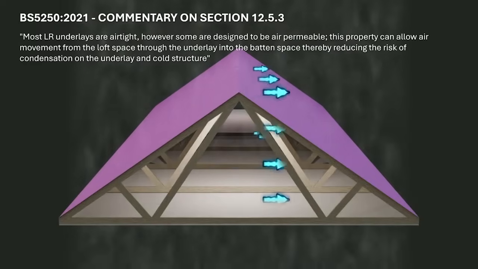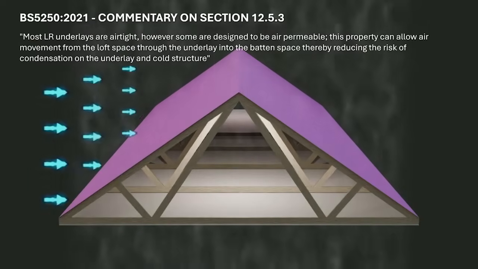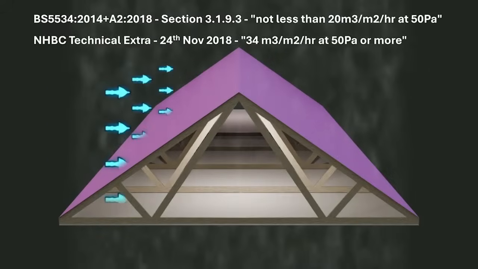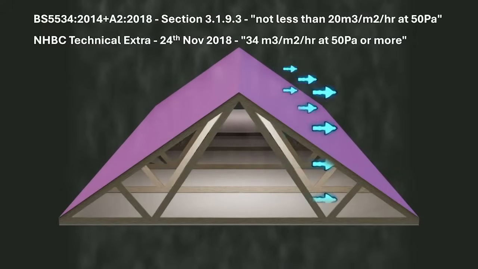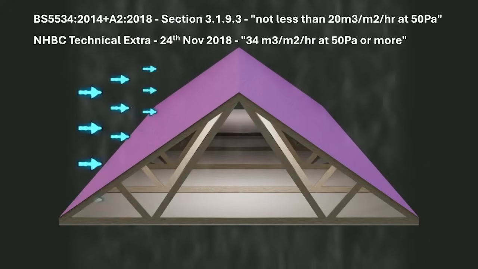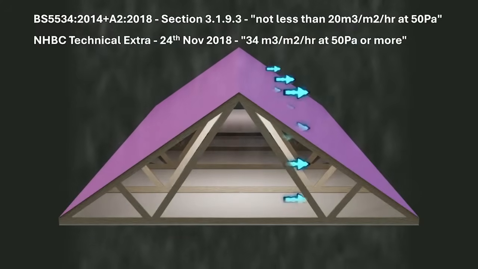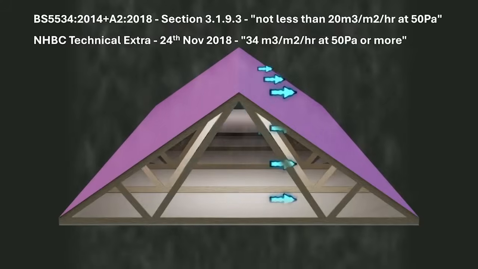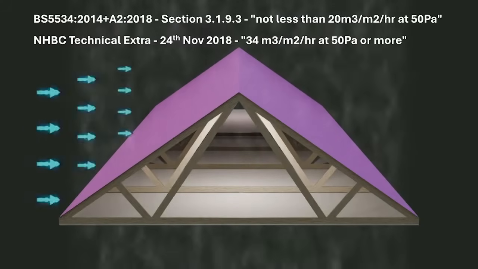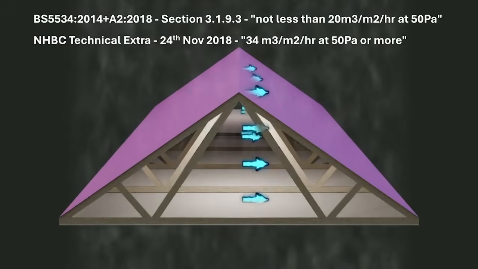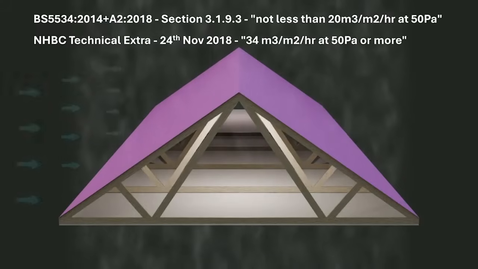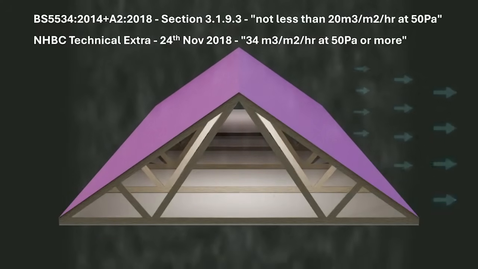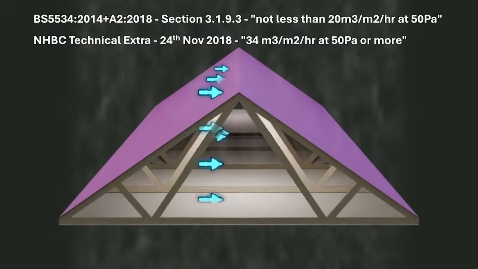Not all membranes are the same, particularly where an air-open underlay is specified. So how do we define whether a membrane is air permeable or not? Again, the helpful common definition in the BS 5250 drafts has been removed, leaving a more complex picture. There are currently two definitions commonly used, one given in BS 5534 2014 and A2 2018, and another used by the NHBC outlined in Technical Extra 24 November 2018.